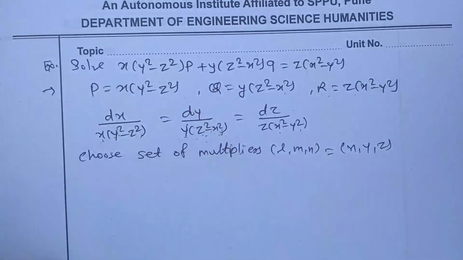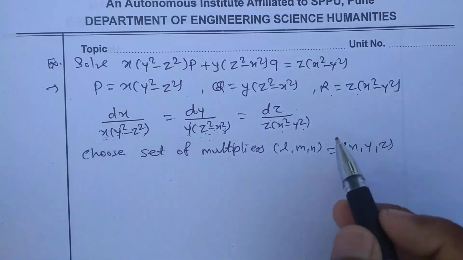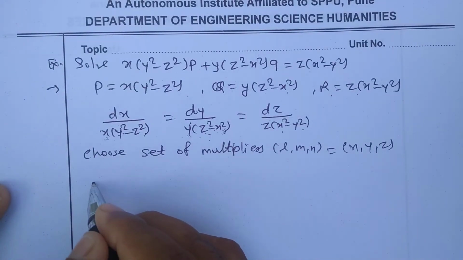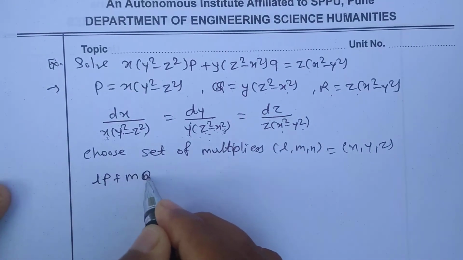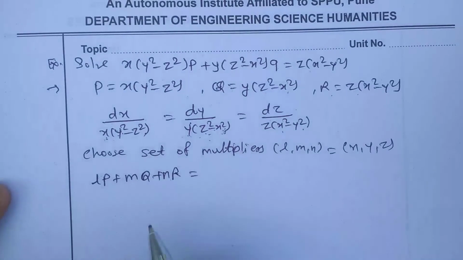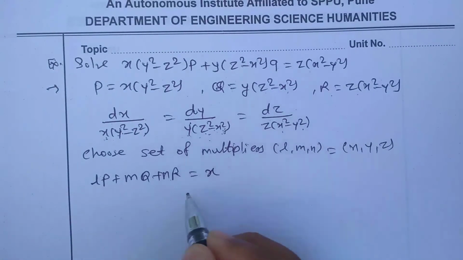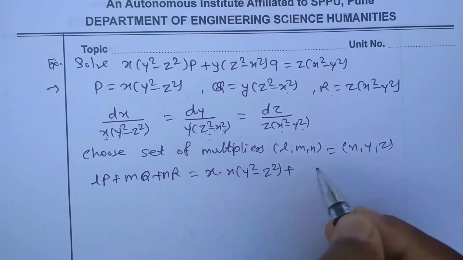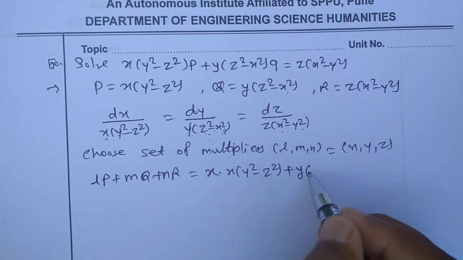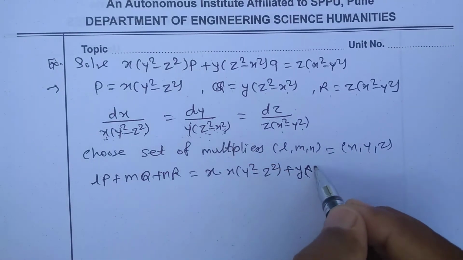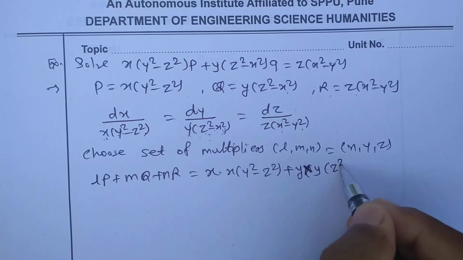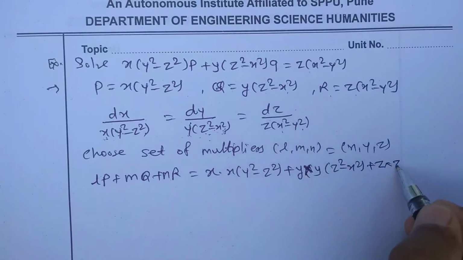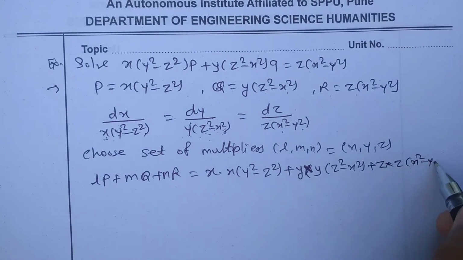So if we choose this set of multipliers, we check whether this set of multipliers is correct or wrong. For that, check whether the value of LP plus MQ plus NR equals 0. So see, what is the value of L? It is x into P. P is this, x into y square minus z square, plus M is y into this Q, y into z square minus x square, plus N is z into x square minus y square.